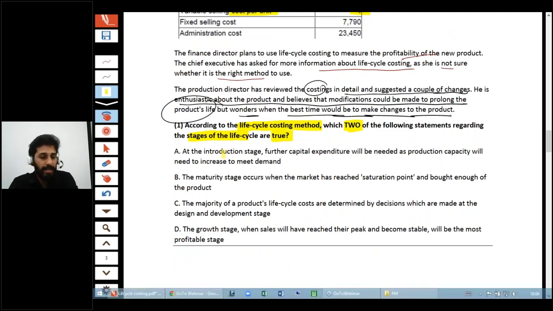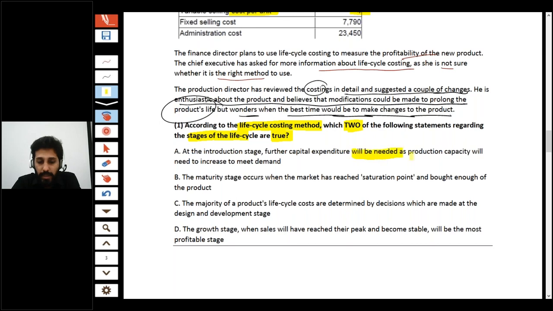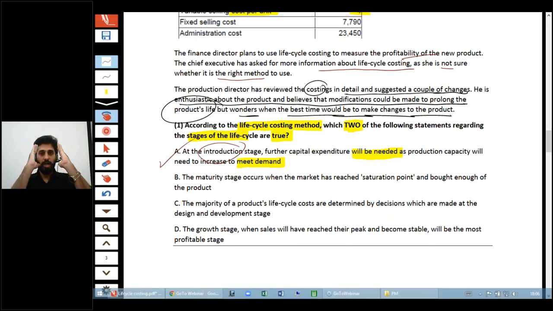Number one, at the introduction stage, further capital will be needed as production capacity needs to increase to meet the demand. Yes, it quite may be possible. When you are forecasting in the introduction stage that your demand is going to be increased, you need to inject more capital so that your production capacity could be increased to meet the demand. And this is absolutely right.